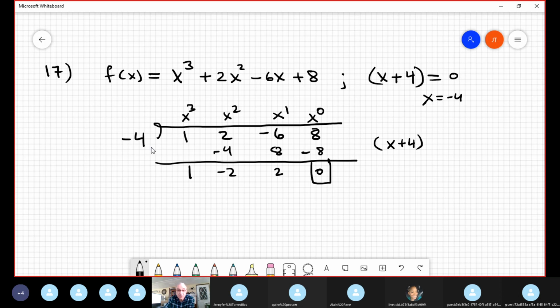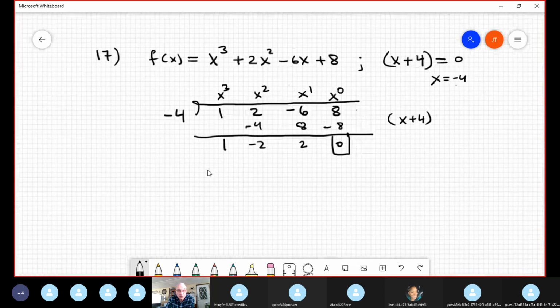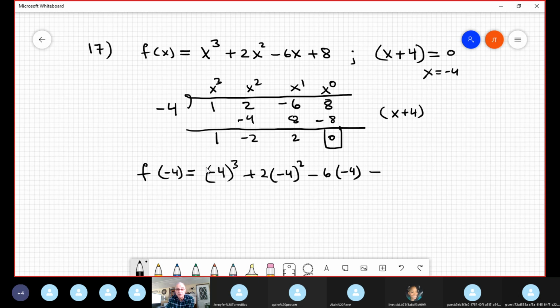Another way to do the same thing is to plug it in, with no synthetic division. I like synthetic division personally, but suppose another student doesn't like it. You evaluate the function at -4, because if it says the factor belongs, the answer should be 0. So -4 to the cubic power plus 2 times -4 to the square power minus 6 times negative 4. Be careful with the sign, plus 8.